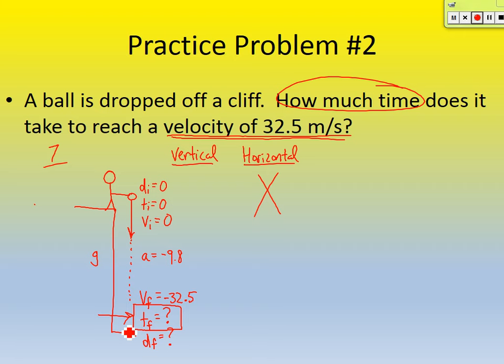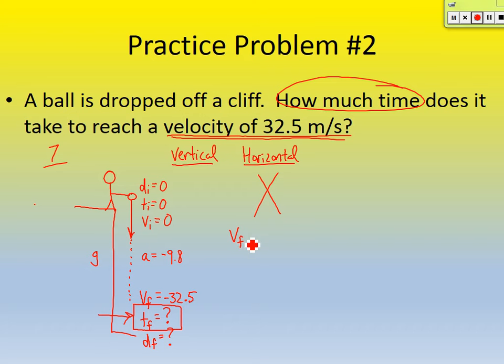Number 1 again is a horizontal equation, so we're not going to use equation number 1. Number 2, now if you look at number 2, let's see if we can use it. It starts with velocity final, which we have, equals velocity initial, which we have, plus acceleration, and we have acceleration. And so the only variable that we don't have is time. So I'm going to pick equation number 2 to solve for time. Let's write the equation down.